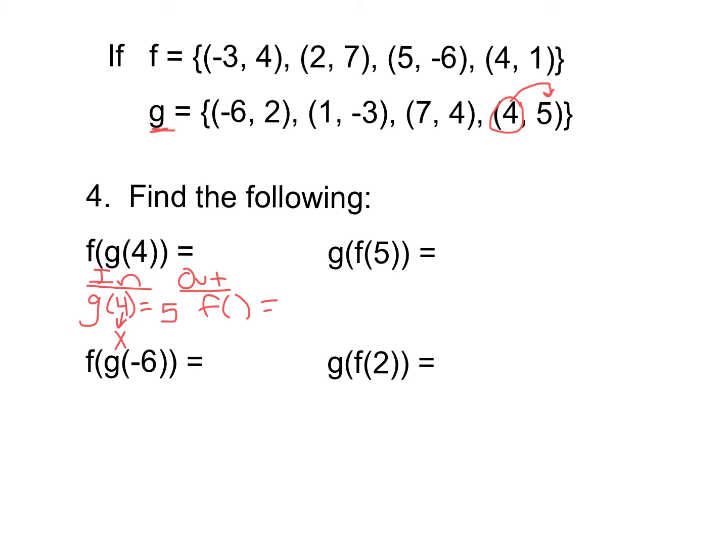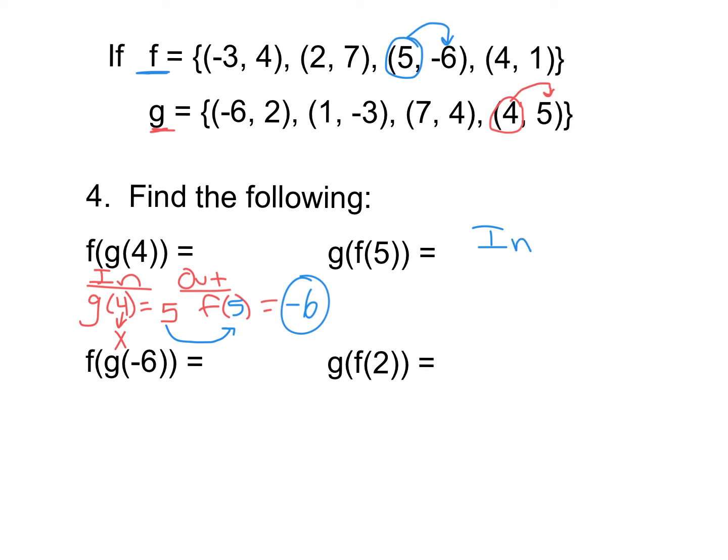I then take that 5 and I plug it into f. So that y is now becoming an x. Now I'm going to go to f and look for 5. I'm looking for the x value 5, and I get negative 6. So negative 6 is the answer. One more together, and then I want you to try one on your own.